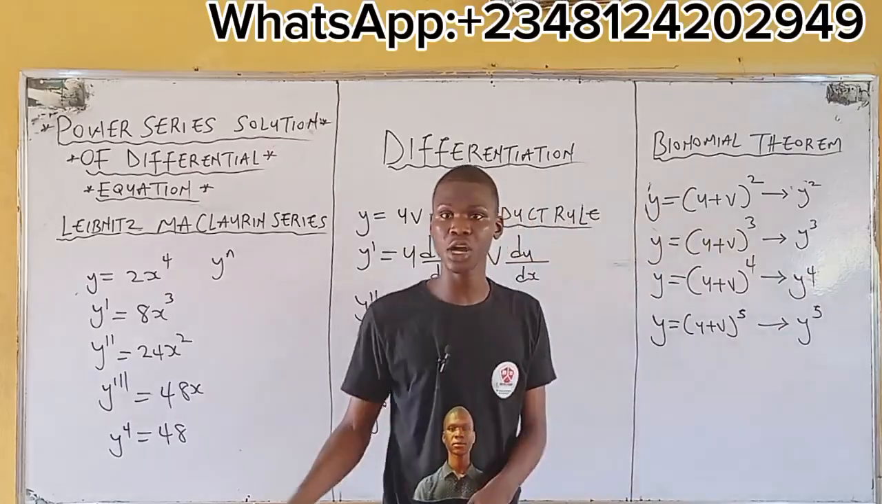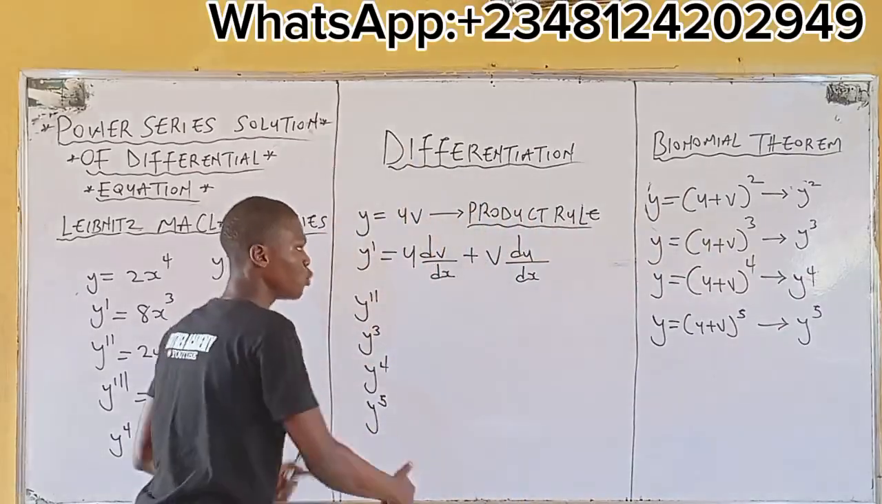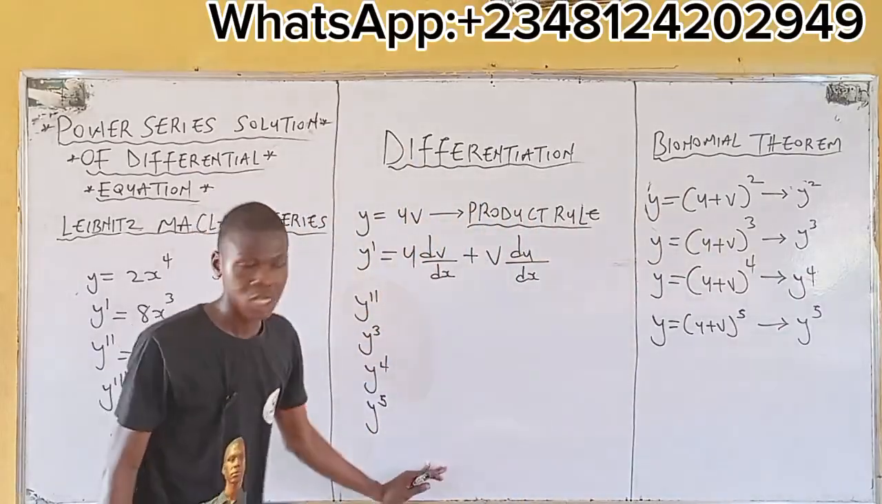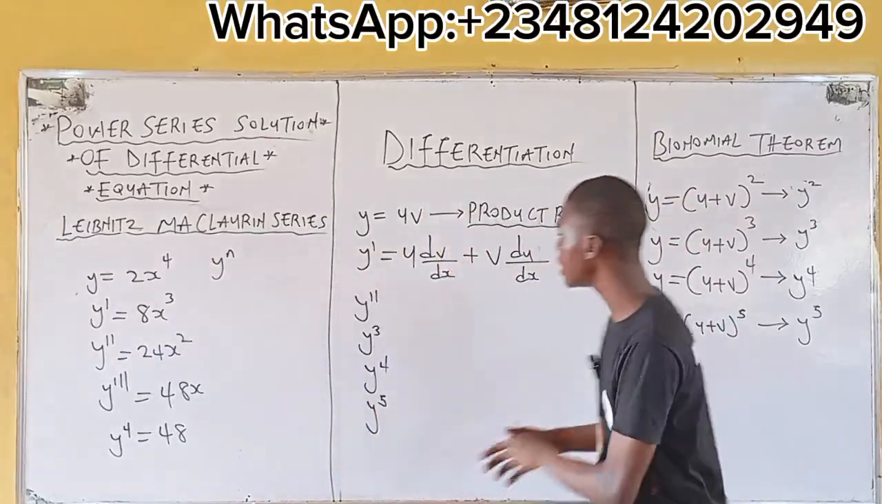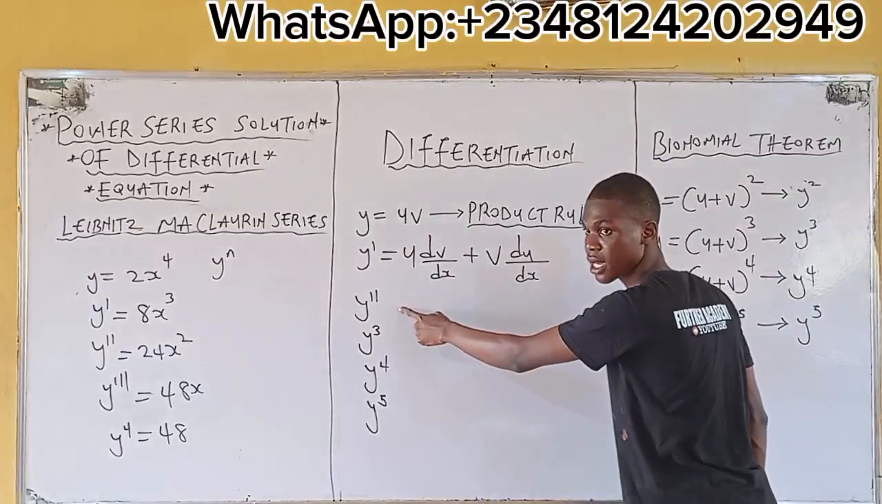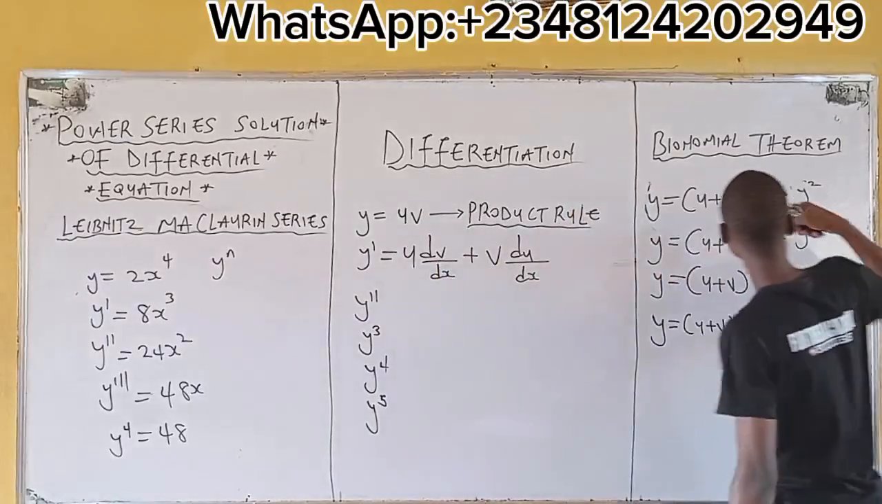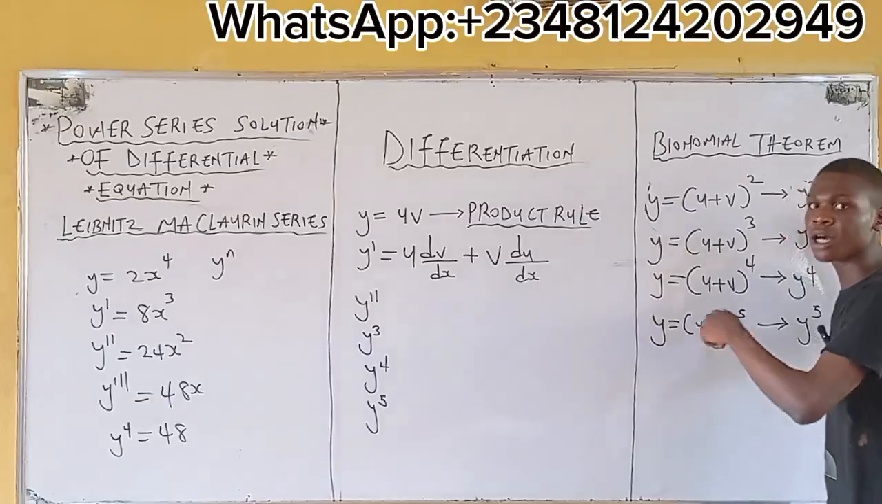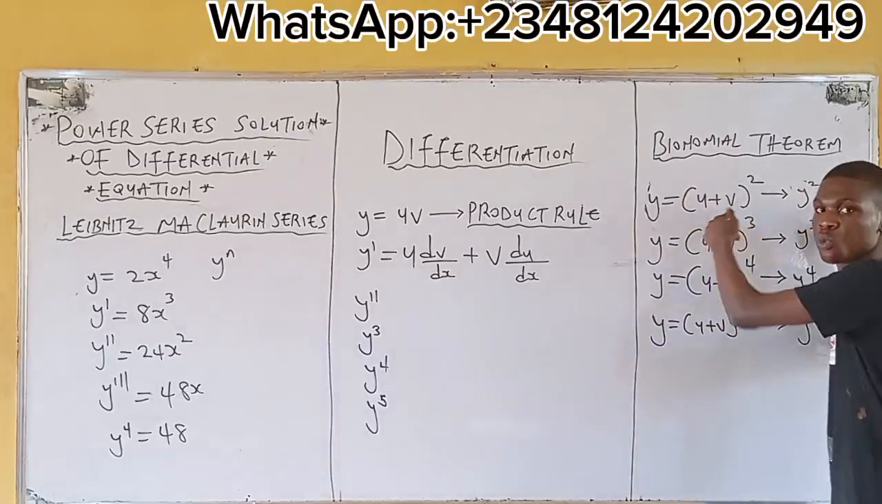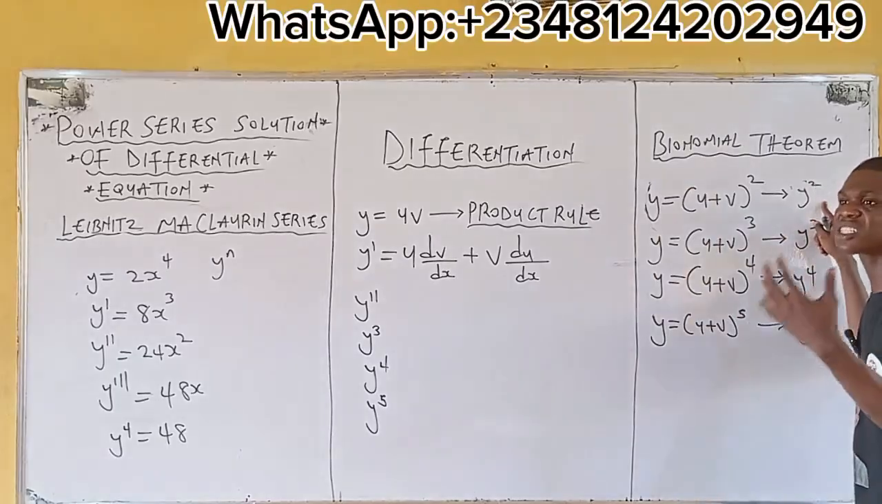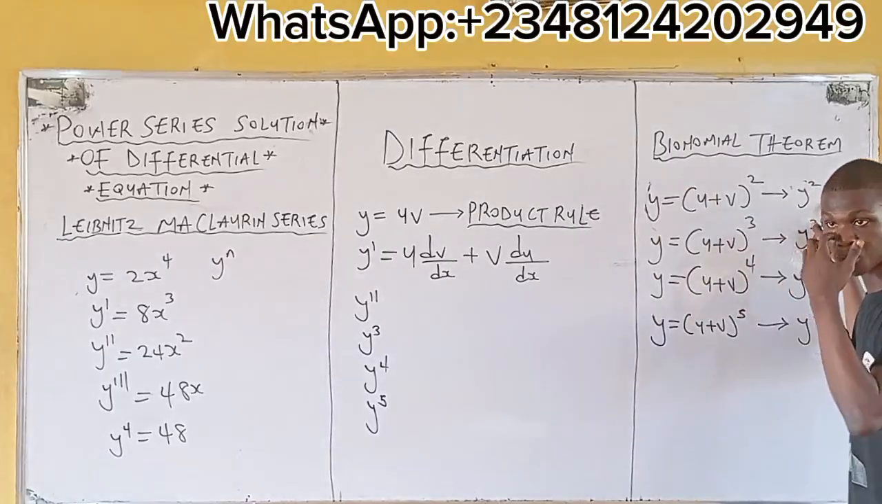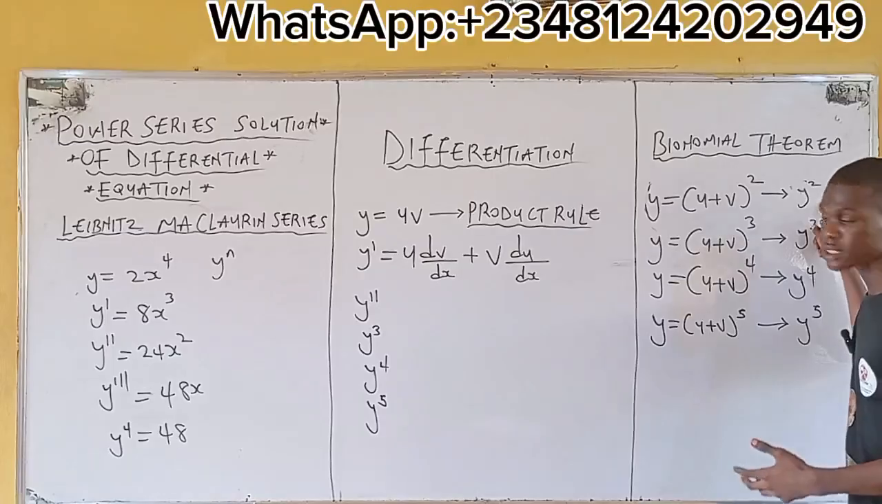So by Leibniz theorem, we are saying that the answer we'll be getting for this product rule is equal to the answer we'll be getting when we use binomial expansion. So meaning in this case, the answer for the second derivative is equal to the answer of this function when you use binomial theorem, right? By binomial theorem, we just need your Pascal triangle to know the coefficient, right?